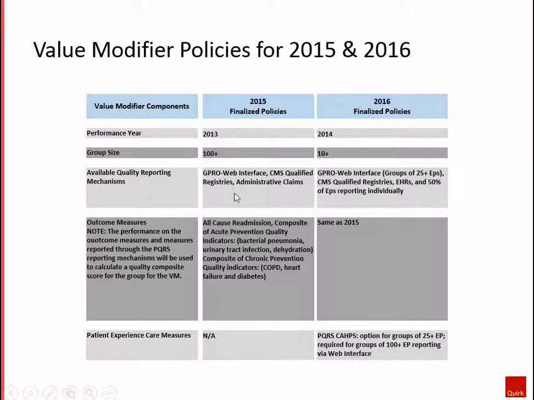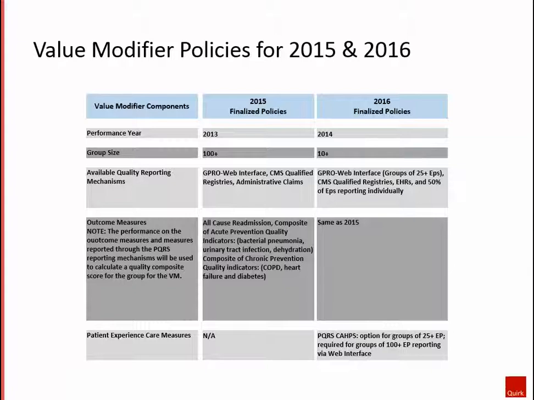Available quality reporting mechanisms this year are GPRO web interface, but that must be groups of 25 or more eligible professionals, CMS qualified registry, a certified electronic health record vendor, and then also the 50% threshold, which we will talk about. What are the components?